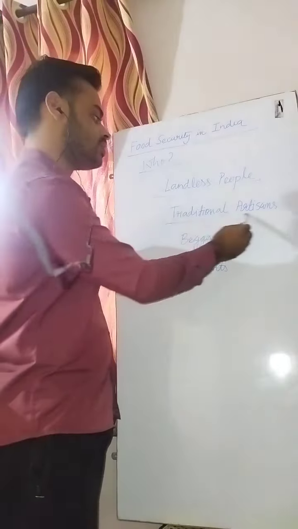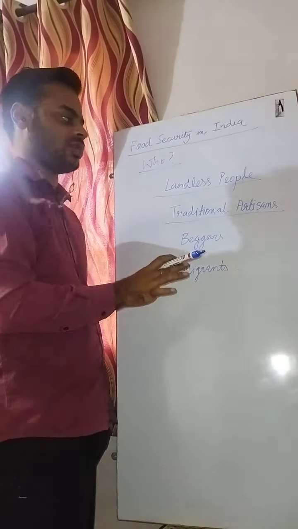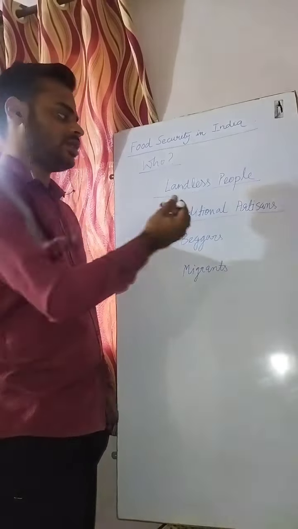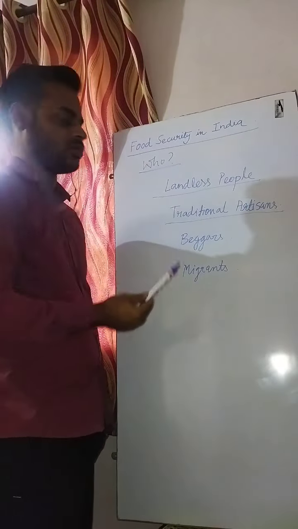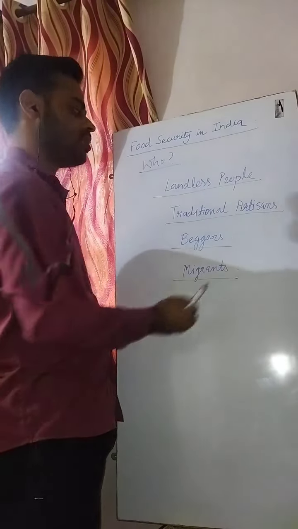Then traditional artisans. These are the people who depend on only one type of work because they know only one type of work. If they do not get enough money from that work, then they will suffer from food insecurity. They will not have enough money to buy food. Now beggars and migrants are also people who need food security.